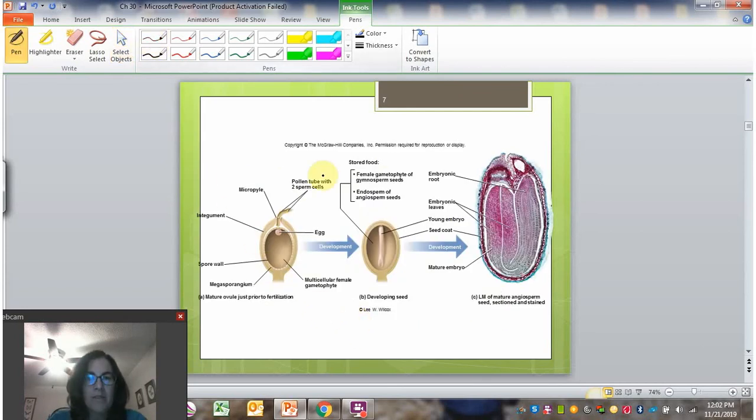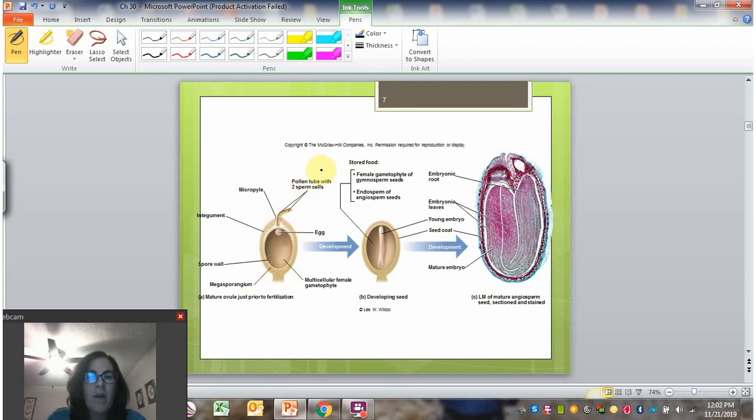So here's a basic figure of what we're going to see when we look at the life cycles of these. You have a megasporangium that produces a megaspore, and that megaspore is going to develop into the female gametophyte. So this is the female gametophyte tissue. Remember, this is haploid multicellular tissue. One of the cells of the female gametophyte will mature into an egg. This is all contained in the integument of the maternal sporophyte tissue.